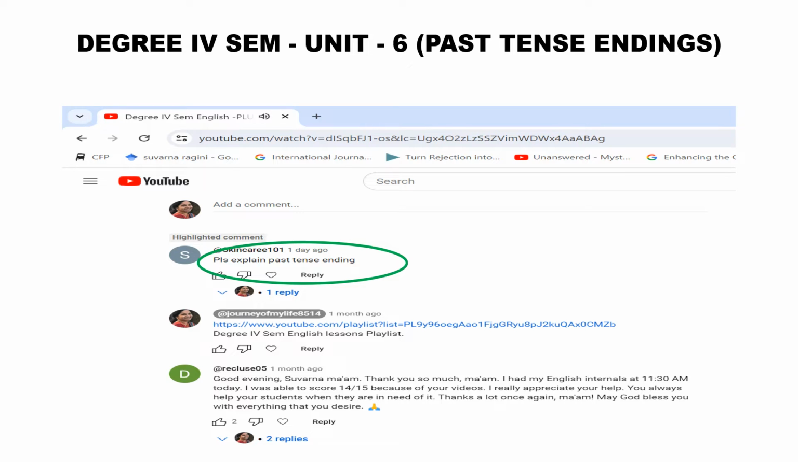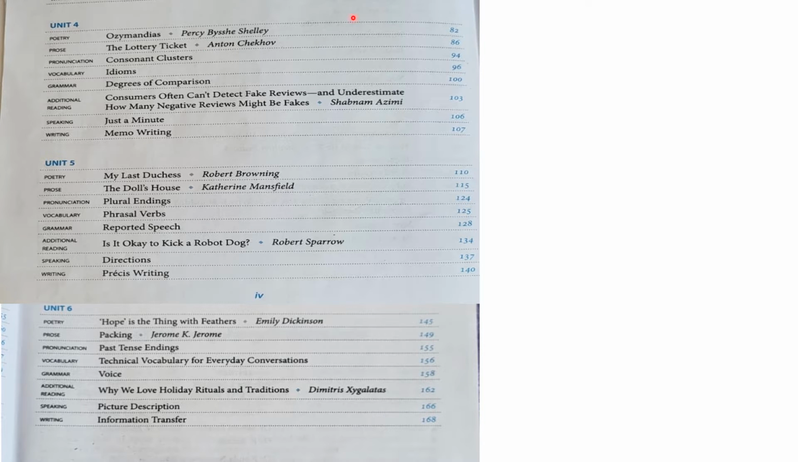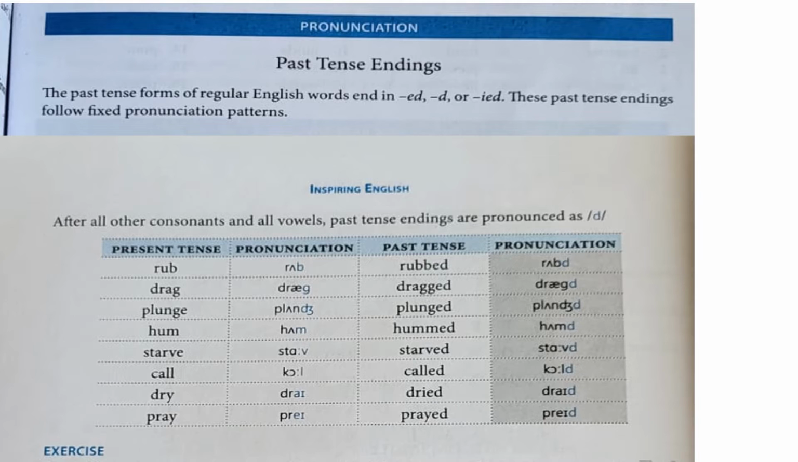Okay, hope you are listening to the lesson. These are the three units prescribed for your 4th Sem, Unit 4, 5 and 6, and now we are discussing the past tense endings from the pronunciation unit. I'll try to make the videos. So, coming to the lesson, past tense endings.